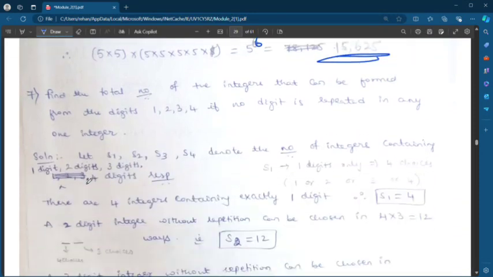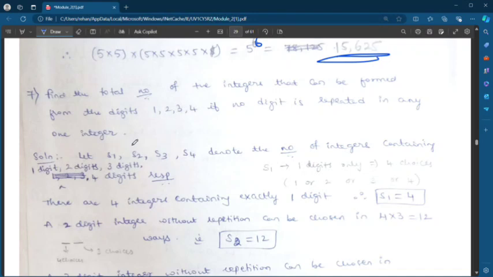Okay, then next question: find the total number of integers that can be formed from the digits 1, 2, 3, 4 if no digit is repeated in any one integer. So they are saying we are using only the digits 1, 2, 3, 4 here, and we have to see how many integers can be formed. I can replace this position, but it should not repeat.